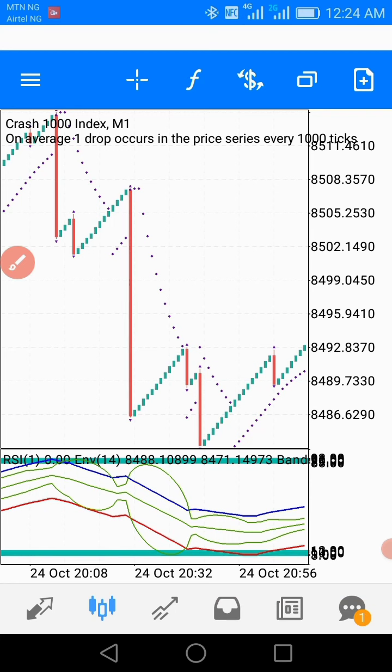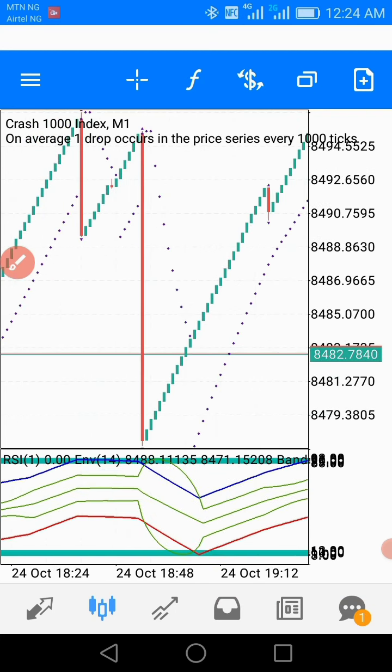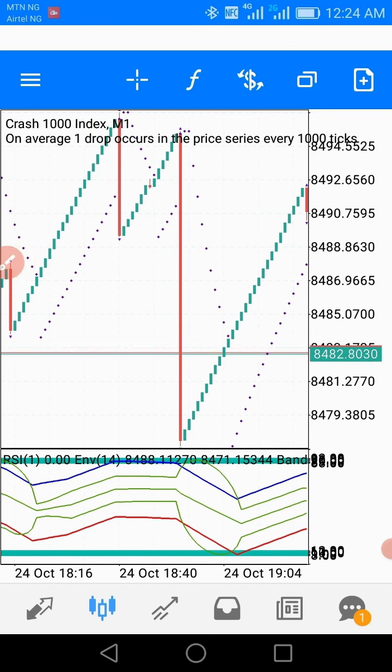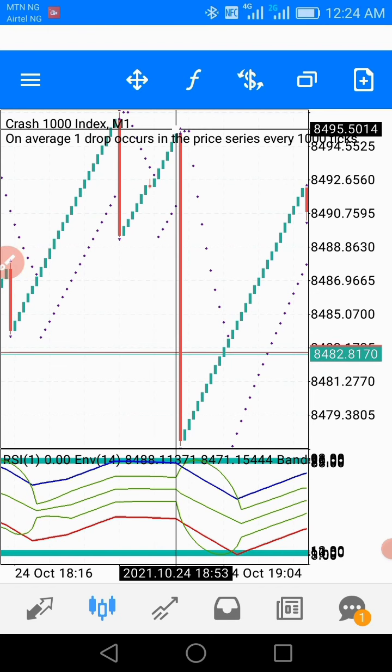Now let's look for where the conditions were met on Crash. For instance, let's calculate the pips made by this. Look at it.